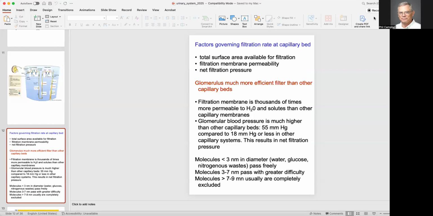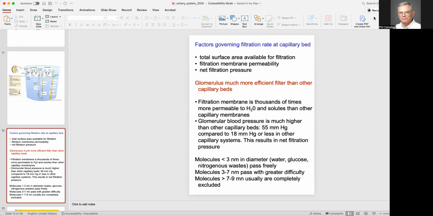So if we start with filtration, and yes, the ascending loop of Henle is impermeable to water, not permeable to water, permeable to salts. Salts, basically sodium, can be transferred via both passive and active transport.